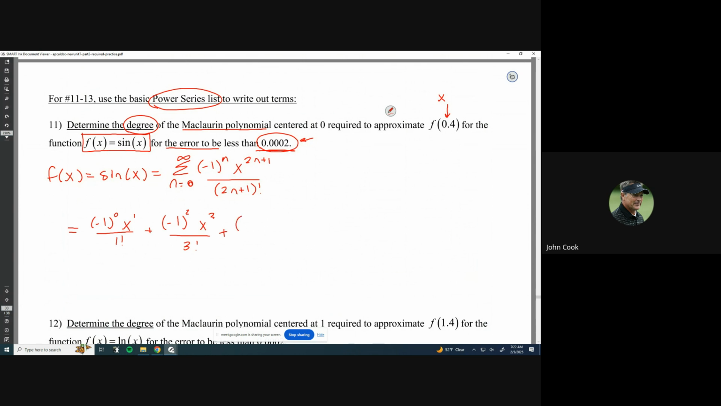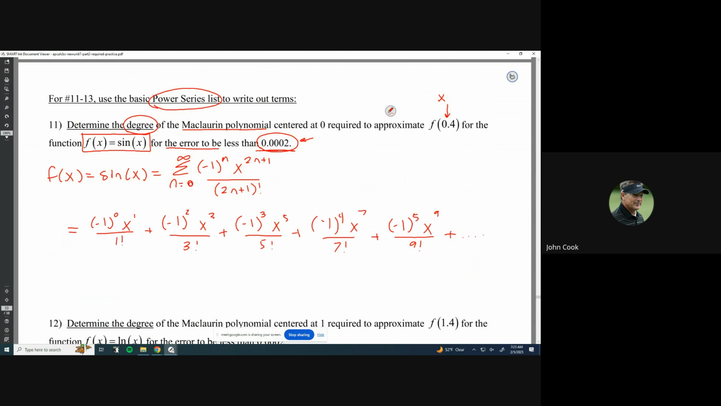Yeah, for the next one, we're going to have -1 to the third power, and then it's going to be x to the fifth over 5 factorial, and then -1 to the fourth power, x to the seventh power over 7 factorial. So it's always going to be the odd numbers, and then -1 to the fifth power, x to the 9th power over 9 factorial. And that's 1, 2, 3, 4, 5 terms. I could keep going if I wanted to, okay?